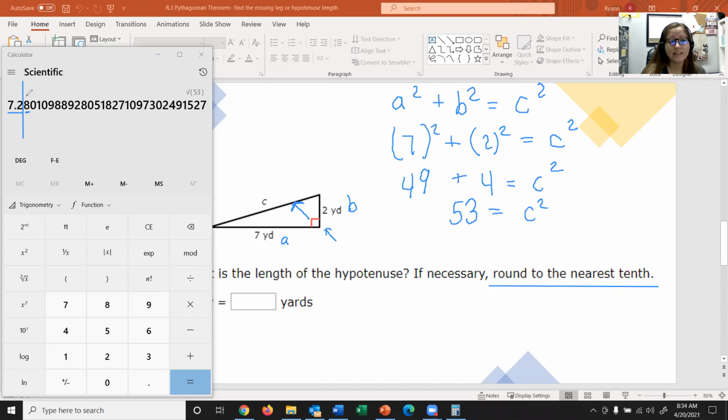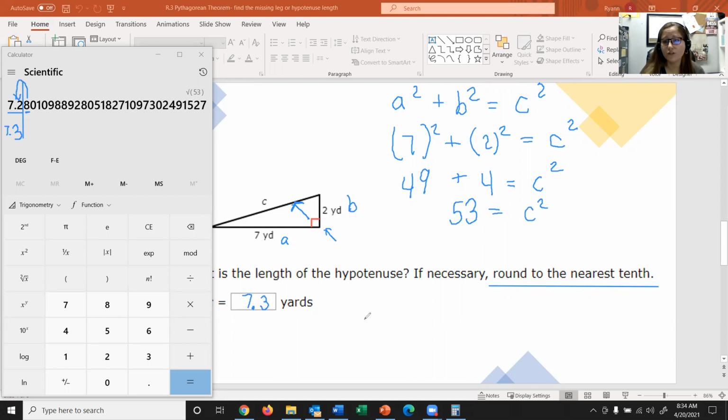Since this 8 is higher than 5, we're going to take this 8 and we're going to bump this 2 up only by one place. Okay, so 2, we would go to the next number, which is 3. So we would say that our final answer is 7.3. So in this case, C is equal to 7.3 yards.